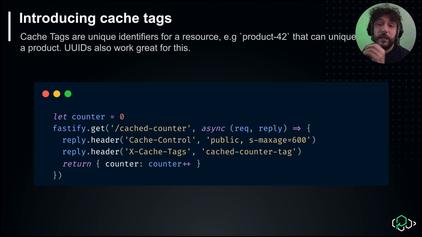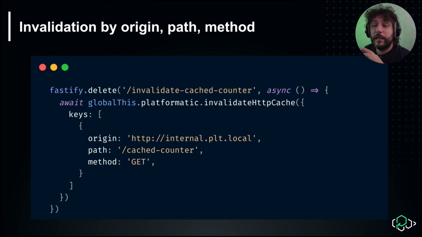Once it's enabled, we can use something called cache tags. Cache tags are unique identifiers for a resource, for example product-42 or product-id, essentially identifying a product. You can also use UUIDs as long as you can get them from a database or a known piece, and this does not change across the lifetime of that entity. Then you can specify those cache tags as a header in your response. Seems great, right? Well, yes, it is. It is great, because then you can use them to invalidate.